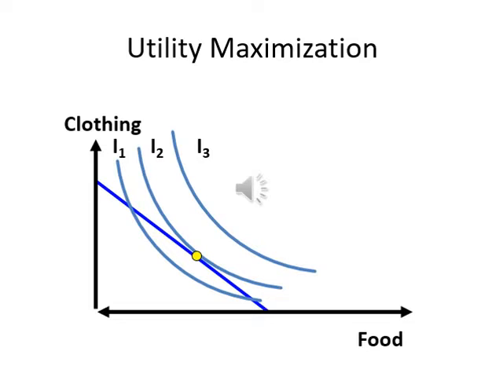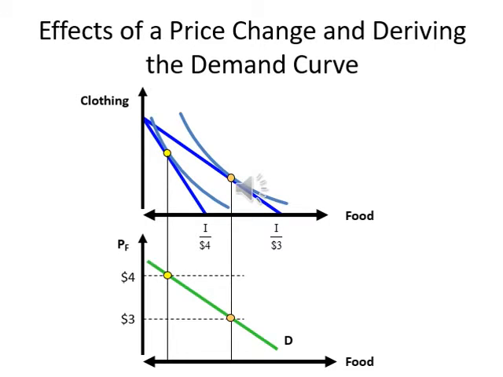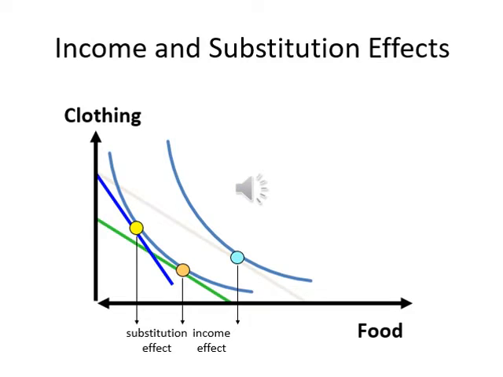This graph illustrates utility maximization. Utility is maximized at the intersection of the indifference curve and the budget line. Effects of a price change and deriving the demand curve. Income and substitution effects.